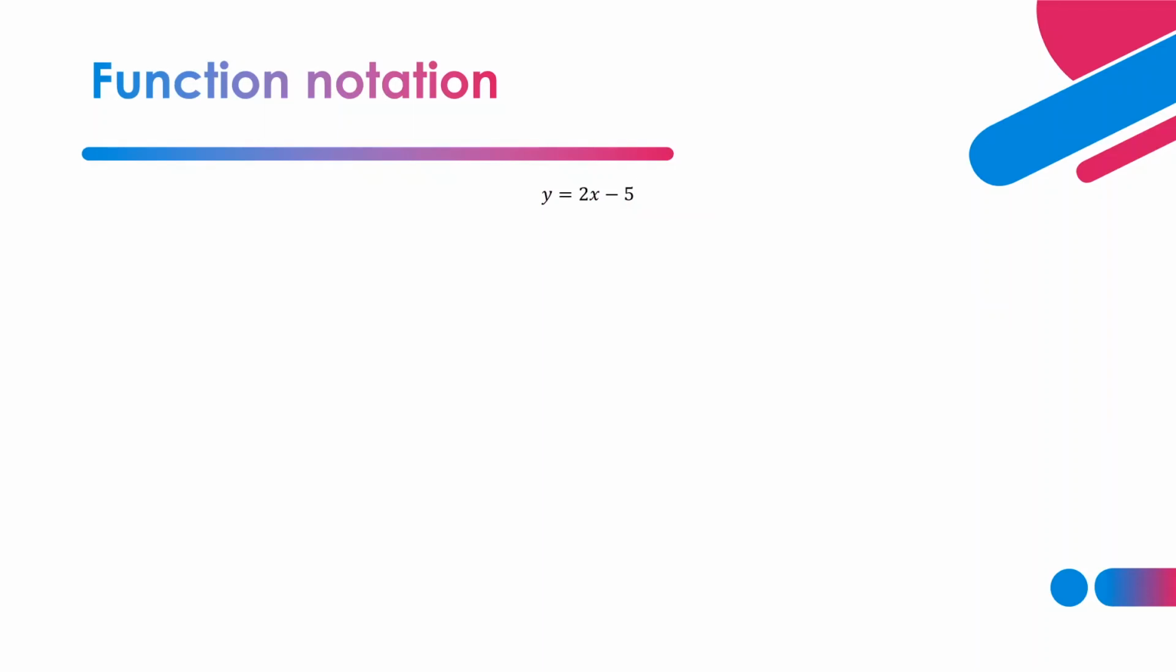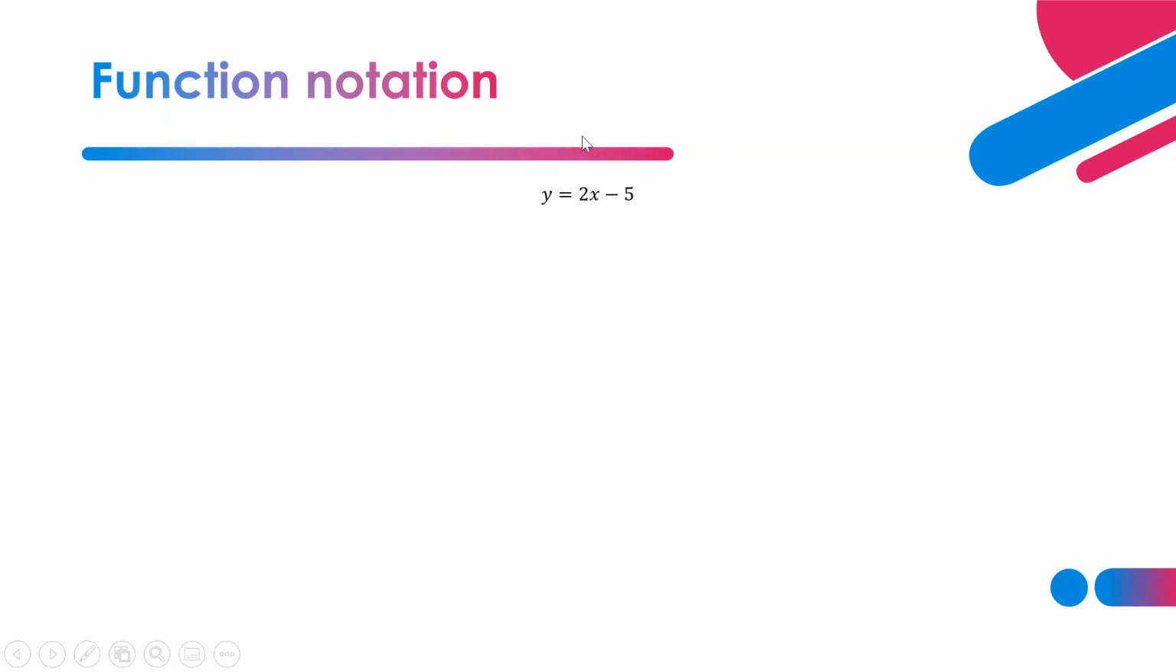Hello, today we're going to talk about function notation and how to write and solve expressions in function notation. So here I've got a function y is equal to 2x minus 5. I know that if I sketch this, this would look like a line. I know that from my grade 9 math classes because that's all we covered.